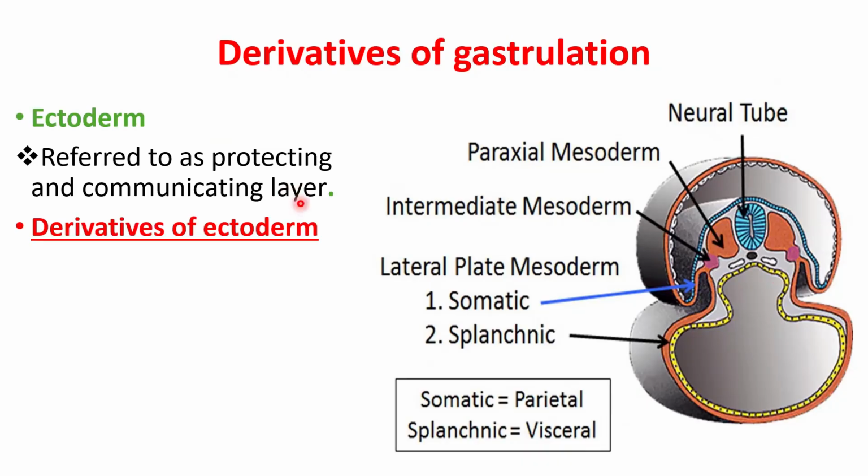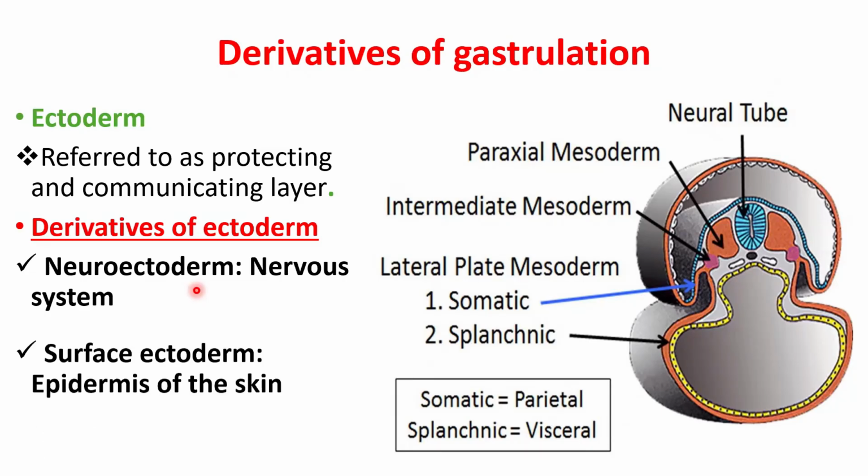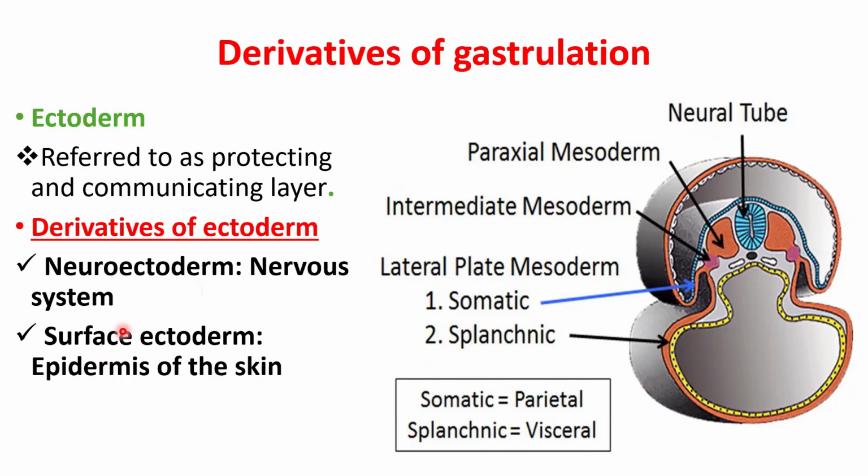So the derivatives now will be neuroectoderm. So this is the neuroectoderm that will become the nervous system. This is well described in our video to do with neurulation and development of the nervous system. So if you are keen enough, if you like to learn more about this, you can go and visit our video on neurulation.